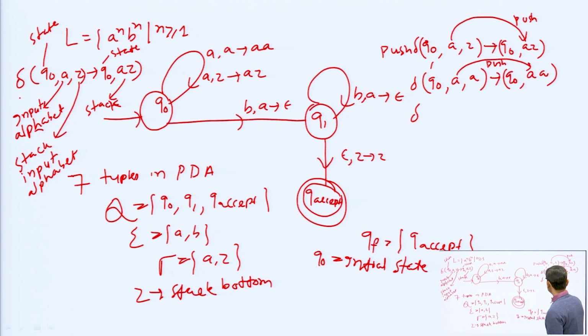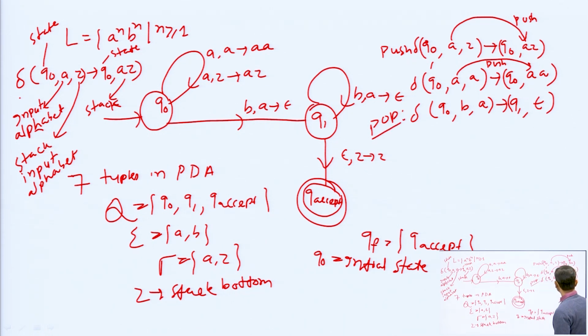Another transition is there. If Q0, input B, stack top is A, then this is Q1, epsilon. This means this A will be popped, whatever is stacked up. This is the pop transition. So, this A will be popped and the state will be changed, going to Q1.